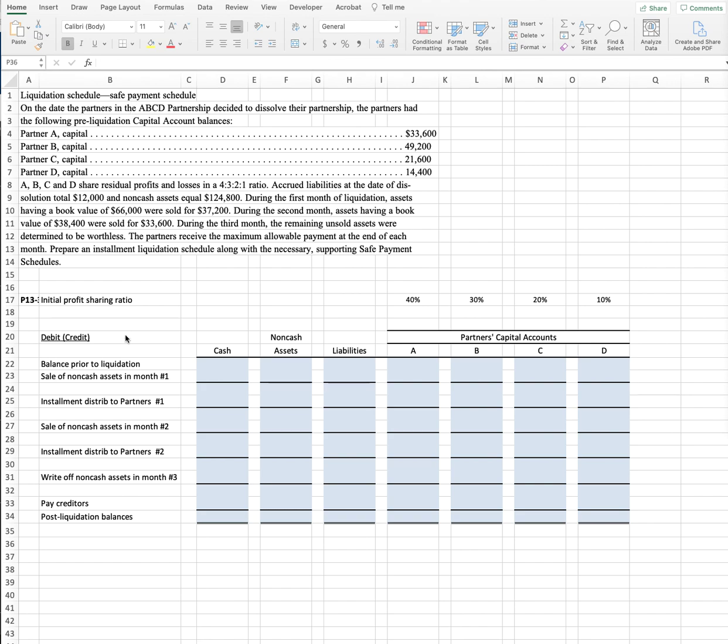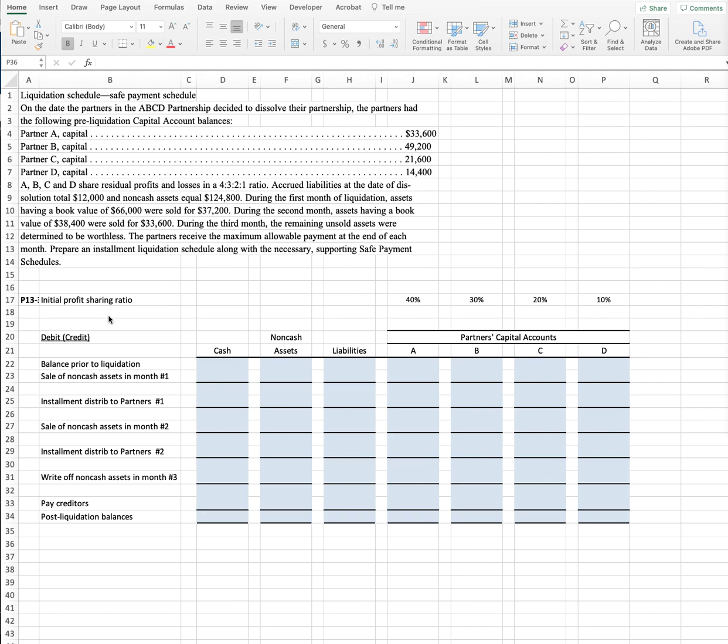Safe payment schedule. On the date the partners in the ABCD partnership decided to dissolve their partnership, the partners had the following pre-liquidation capital account balances. And then we have partner A, B, C, and D and their capital. A, B, C, and D share residual profits and losses in a 4:3:2:1 ratio. Accrued liabilities at the date of the dissolution total $12,000 and non-cash assets equal $124,800.